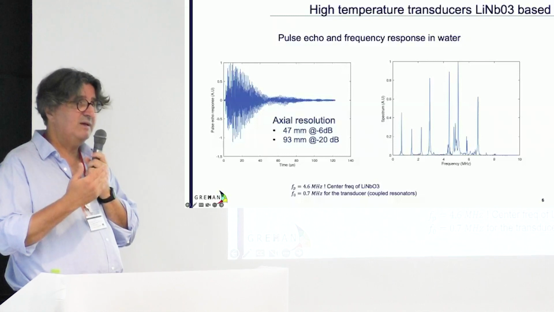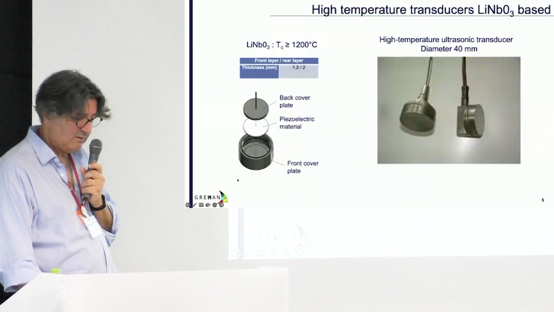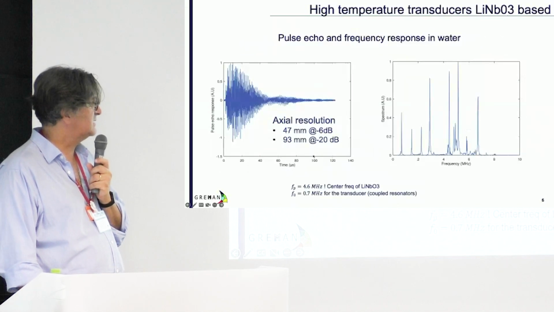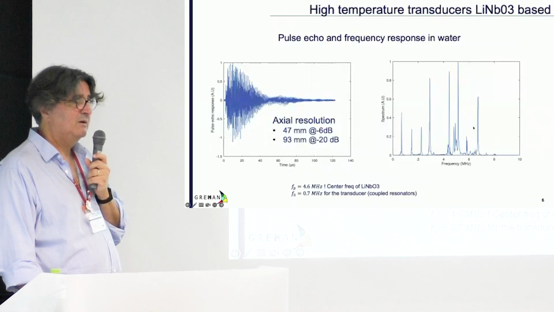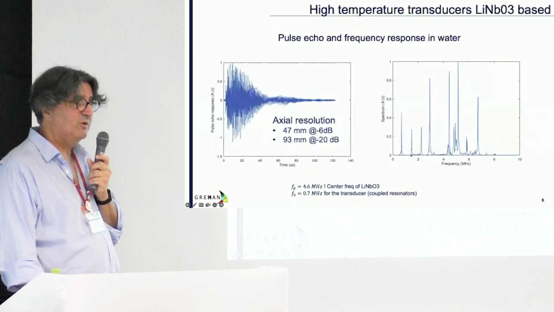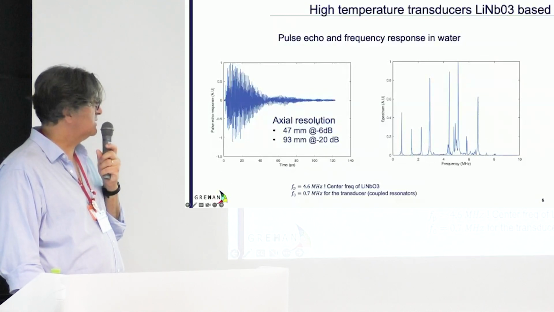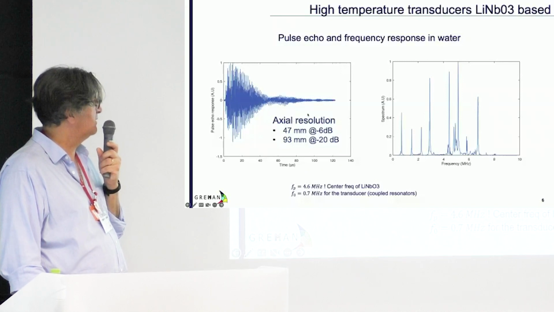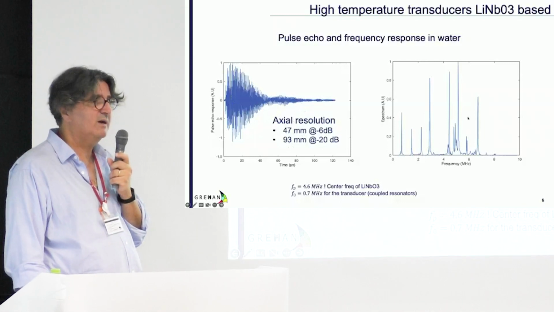Because it is made of various layers, you have coupled resonators with the front metals and rear metals. So this explains why you have many resonances. Because this is coupled, you have 3 coupled resonators. And the consequence is that the pulse echo response is very long. And remember, it is supposed to be a 4 megahertz transducer.